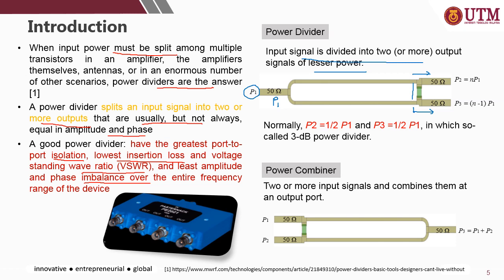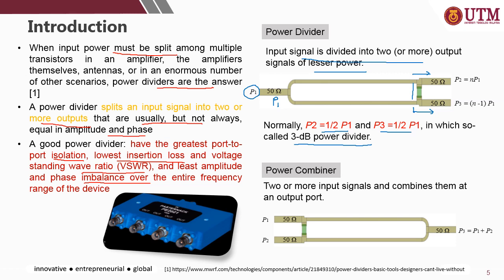Sometimes there could be imbalanced power divisions, in which port 2 may be given higher power compared to port 3, depending on the system requirement. Okay, in normal practice, P2 and P3 will have equal power division, which is usually half of the input power. This is also known as a 3dB power divider, in which half of the power is delivered to the output port.